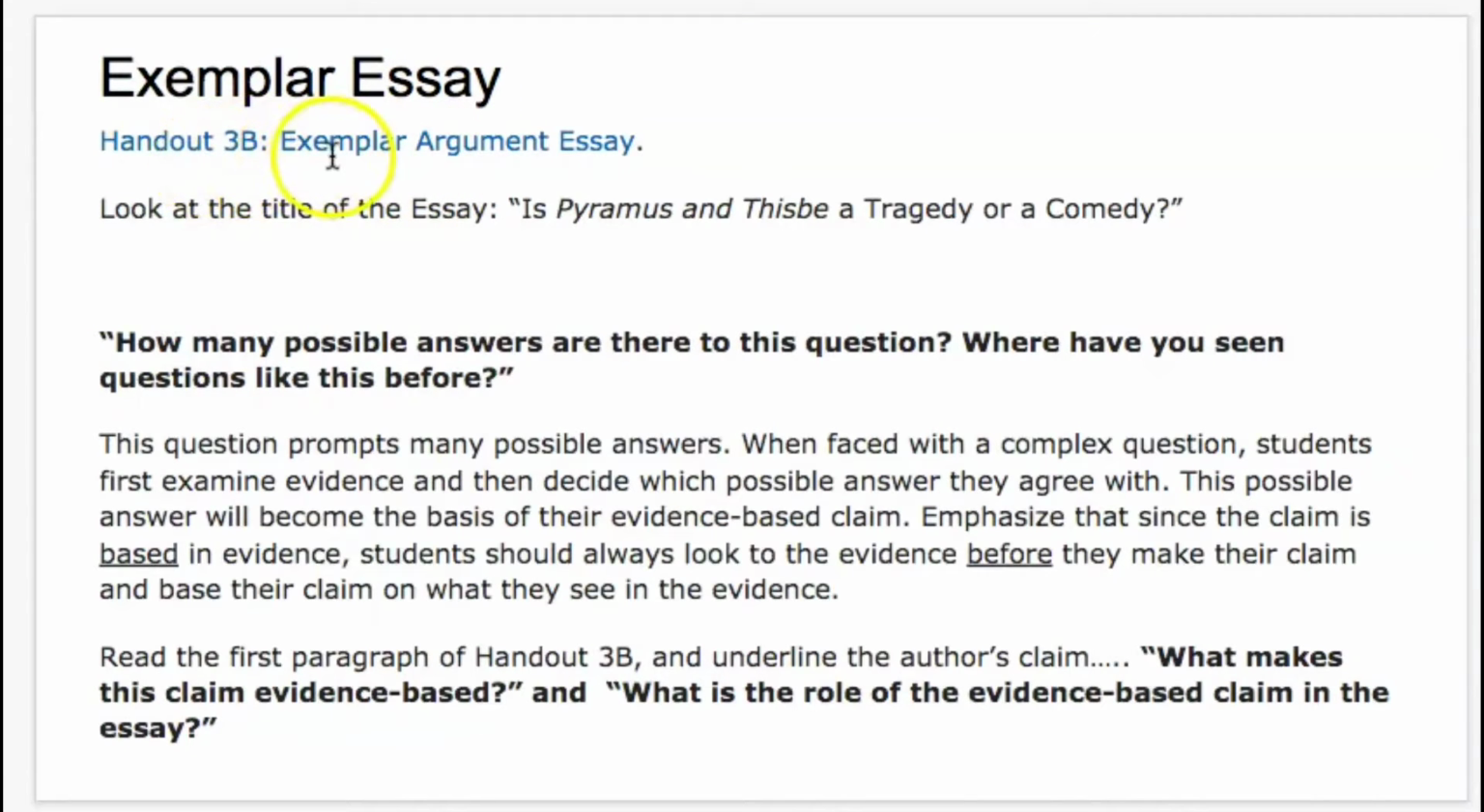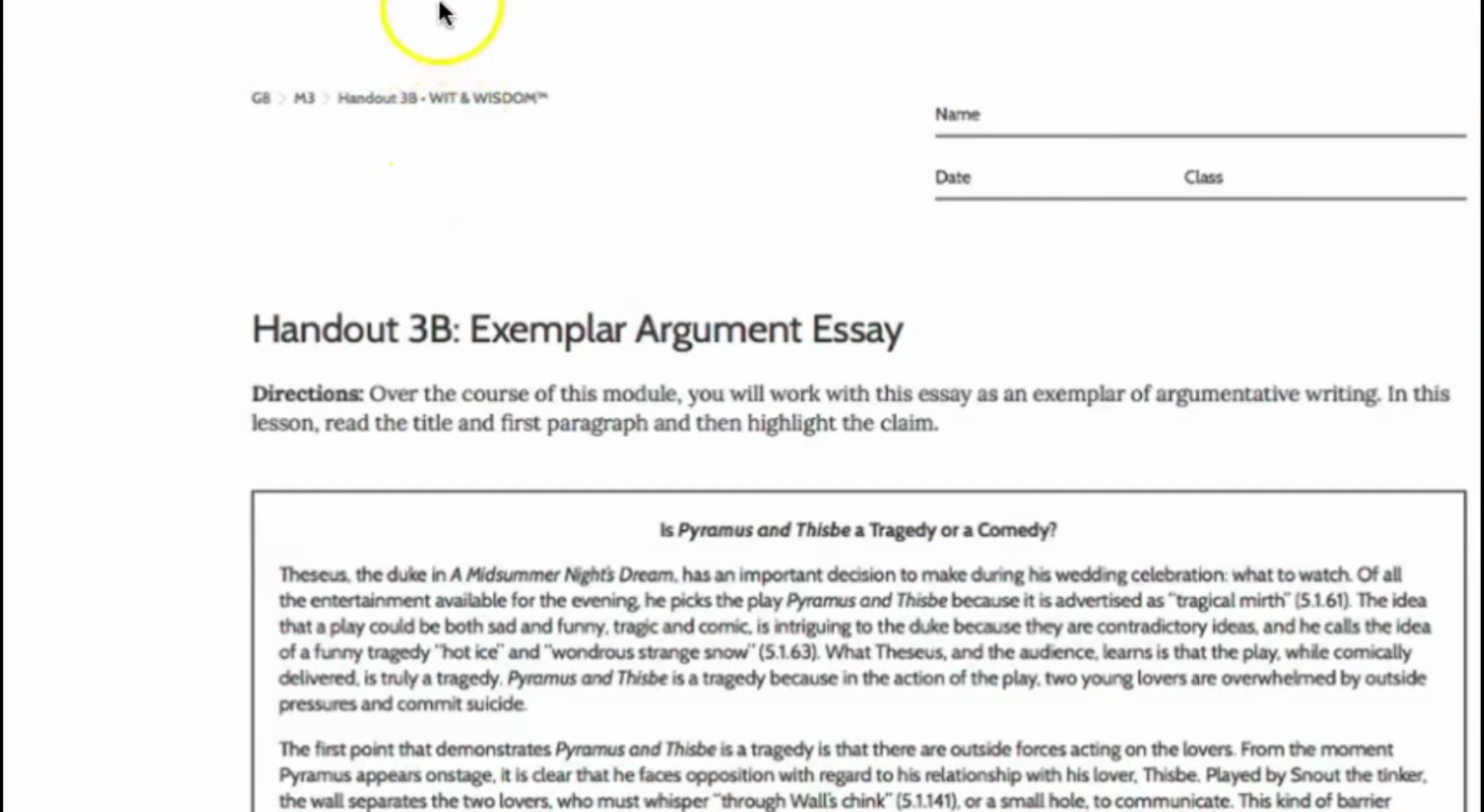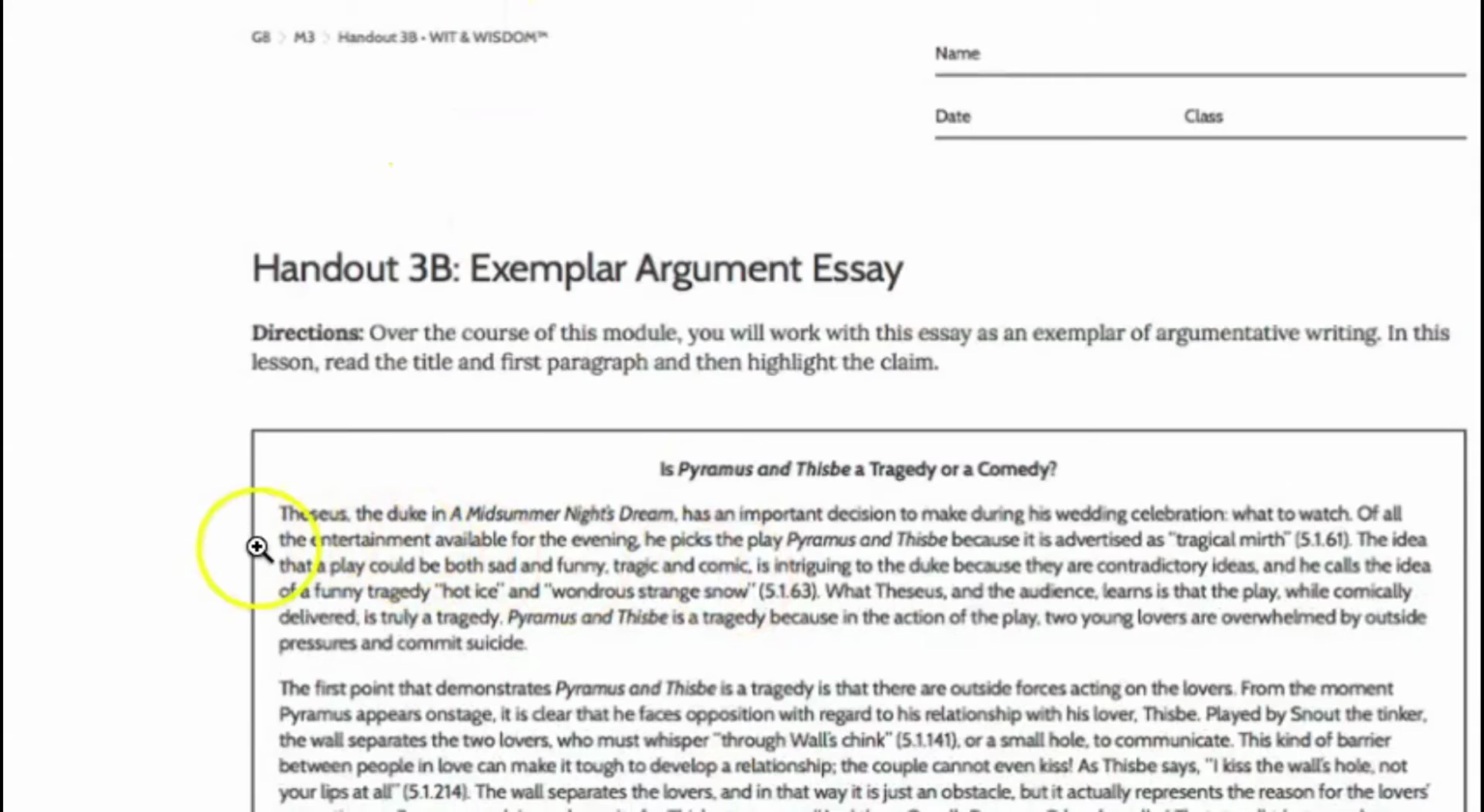Then I want us to look at 3B, an example argumentative essay. Towards the end of the module, you're going to have to write your own argumentative essay. But for now, we're just going to look at this one and ask ourselves, how many possible answers are there to this question? Where have you seen questions like this before? And what makes this claim evidence-based? And what is the role of the evidence-based claim in the essay? So first, you need to find the claim. What are they trying to tell you in this essay? What's the claim and where is the evidence?